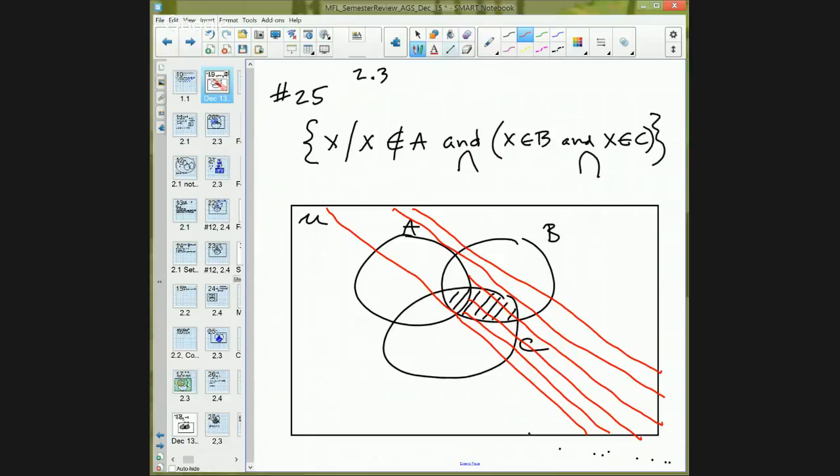Whoops, I missed. Okay, outside of A with red. Yeah, I'm getting everything goofed up here a little bit. All right, let's close that back up. All right, go back to the red, outside of A.